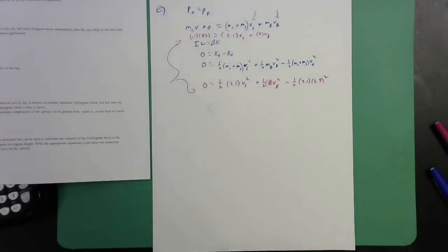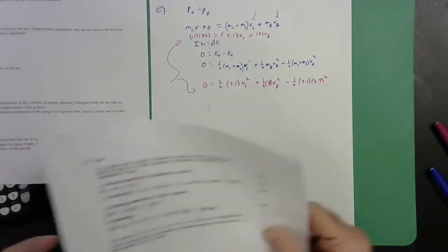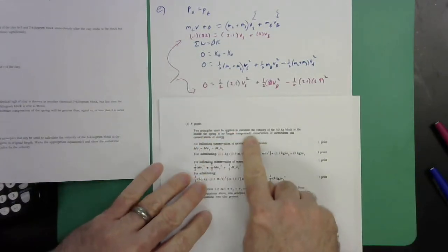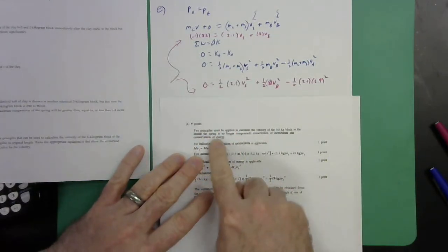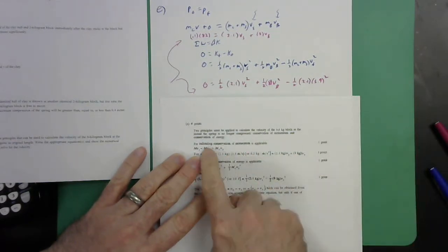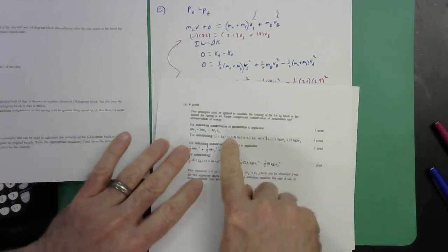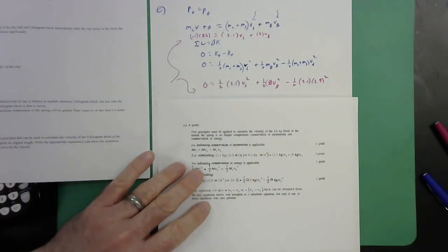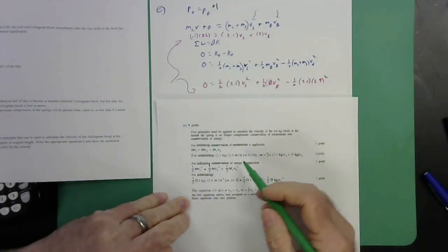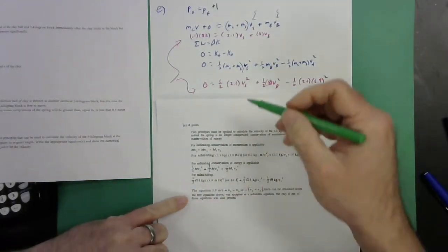All right, let's see what their scoring guide looks like, shall we? For part E, they say two principles must be applied to calculate the velocity of the 0.8 kilogram block at the instant the spring is no longer compressed: conservation of momentum and conservation of energy. Saying that we're going to use conservation of momentum is a point. And you say, yup. Okay, MV equals MV plus MV.